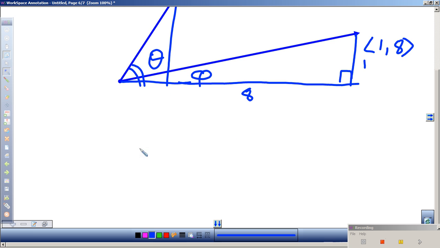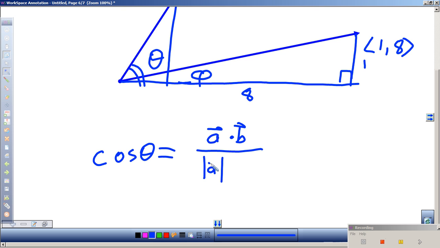So our formula, dealing with this, between two vectors: cosine of theta is equal to A dot B, easy to get, right, if you know the two vectors, divided by length of A times length of B. Magnitude, yes.